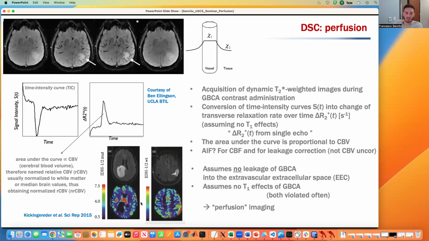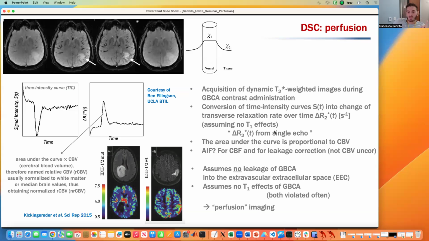So ultimately, the idea is that we get CBV maps, or RCBV maps, relative CBV maps, that are proportional to this area under the curve. There are two assumptions, at least theoretically. One is that there is no leakage of contrast agent. So quite the opposite of DCE. We are assuming that all the contrast agent that we administer to the patient stays in the vessel and creates this gradient. And the other assumption is that there are no T1 effects.